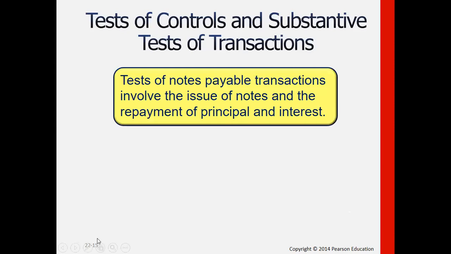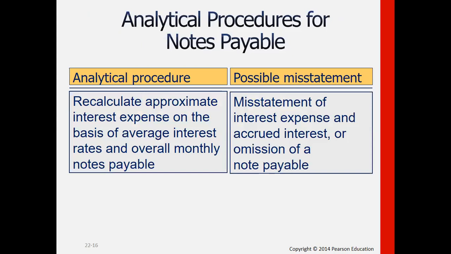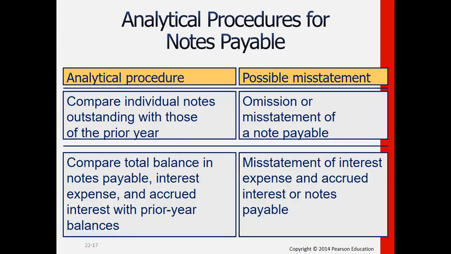For TOC and STOT, this would be involving any issuance of the notes and the repayment of principal and interest. So we have to do such things. Analytical procedures also can be done or maintained if, for example, we calculate approximate interest expense on the basis of average interest rates and overall monthly notes payable. So this is just an approximation, and we will be able to check if there are misstatements on the interest expense or the accrual or any omission of notes payable. So that is the good thing of doing ratio analysis.